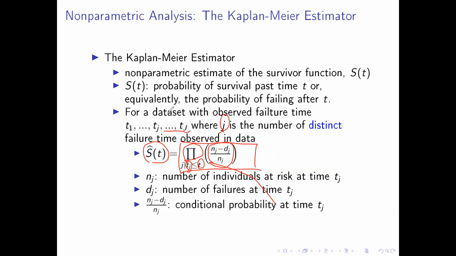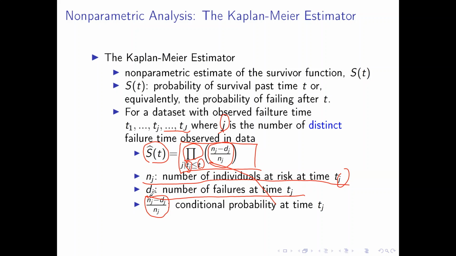this specific time point. So what is nj? nj denotes the number of individuals at risk at time tj, the total number of individuals at risk of failure at time tj. What is dj? dj is the number of failures at time tj. So when we take the difference of nj and dj, that gives us roughly the number of people who survive this tj.